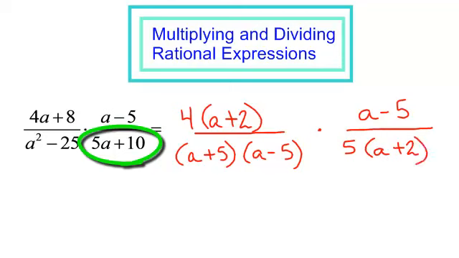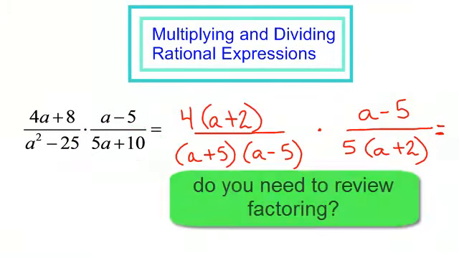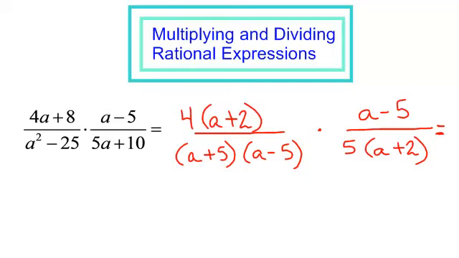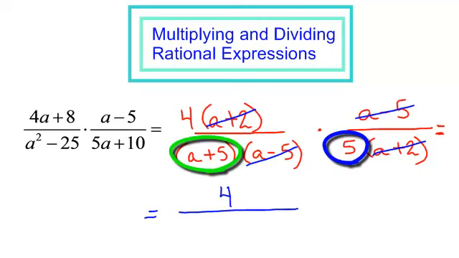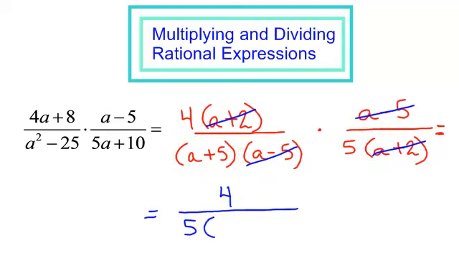Now, if you are having trouble factoring, I do have several videos on factoring that could help you out, because you have to know how to factor in order to do these problems. Well, let's start canceling out. The a minus 5 will cancel with the a minus 5. The a plus 2 will cancel with this a plus 2. It looks like that's it. The answer is 4 over, in the denominator, it looks like I have 5 and a plus 5. I like to write the monomial first. So 5 times a plus 5.